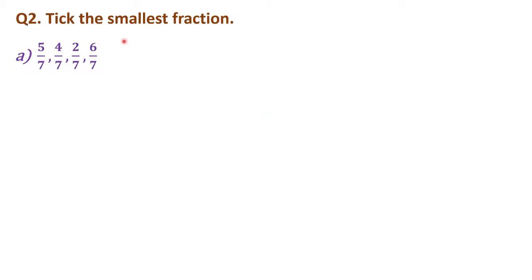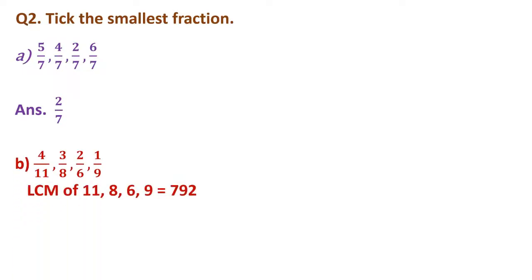Next is to take the smallest fraction. So you can see here the first question, children, that all the fractions have the same denominator. That means all these fractions are like fractions. So first of all we will check the numerators and see which numerator is the smallest one. So we find 5, 4, 2, 6. Among all these we have 2 as the smallest numerator. That is why 2 by 7 is the smallest fraction among all these.